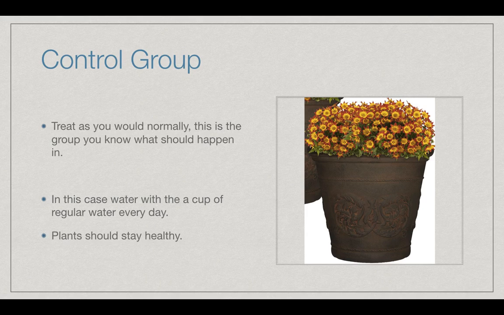So your control group you're going to treat normally, just like you would any other group of marigolds. This is the group where you know what should happen. If you water them, they will be healthy after 10 days. So in this case, you're going to water them with a cup of regular water every day for the 10 days, and the plants should stay healthy.